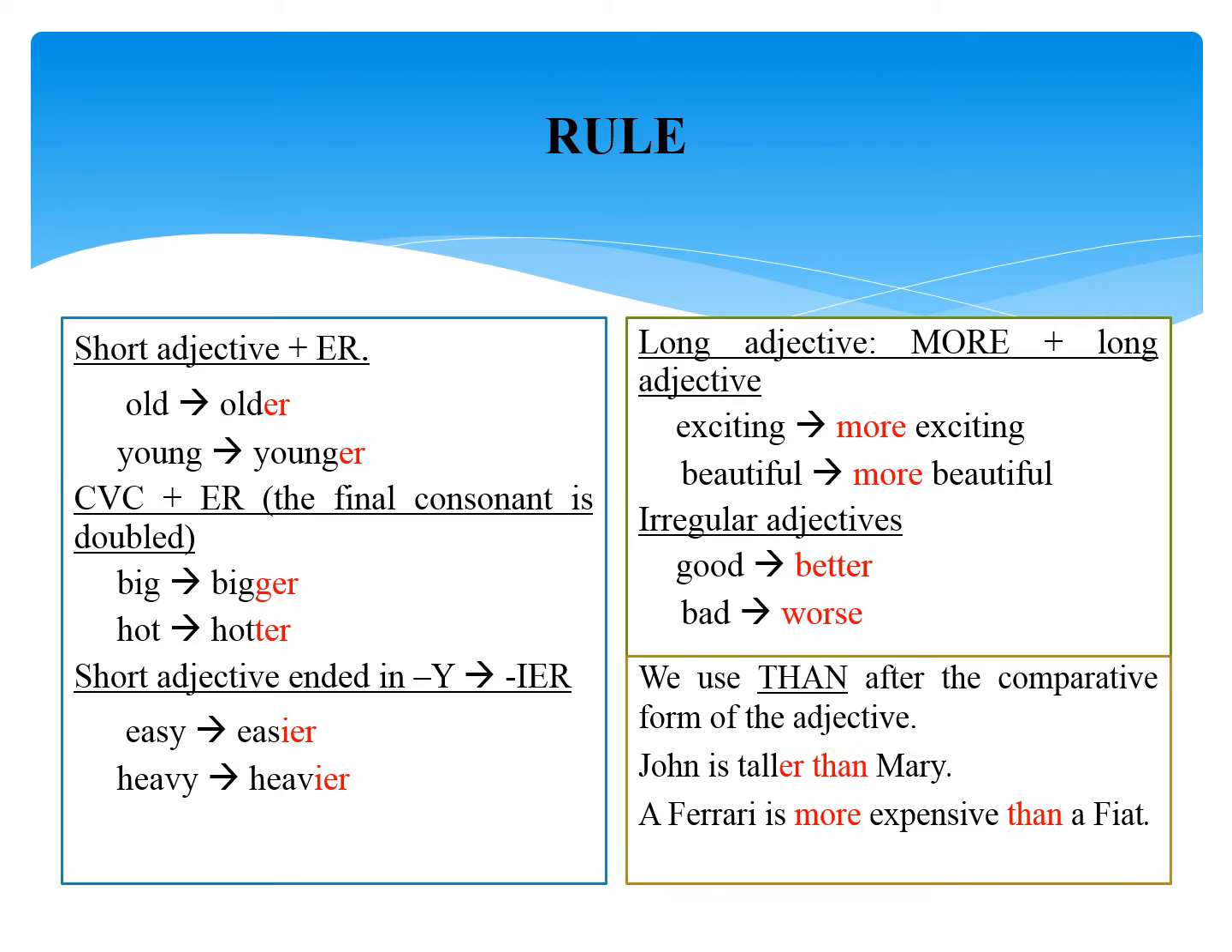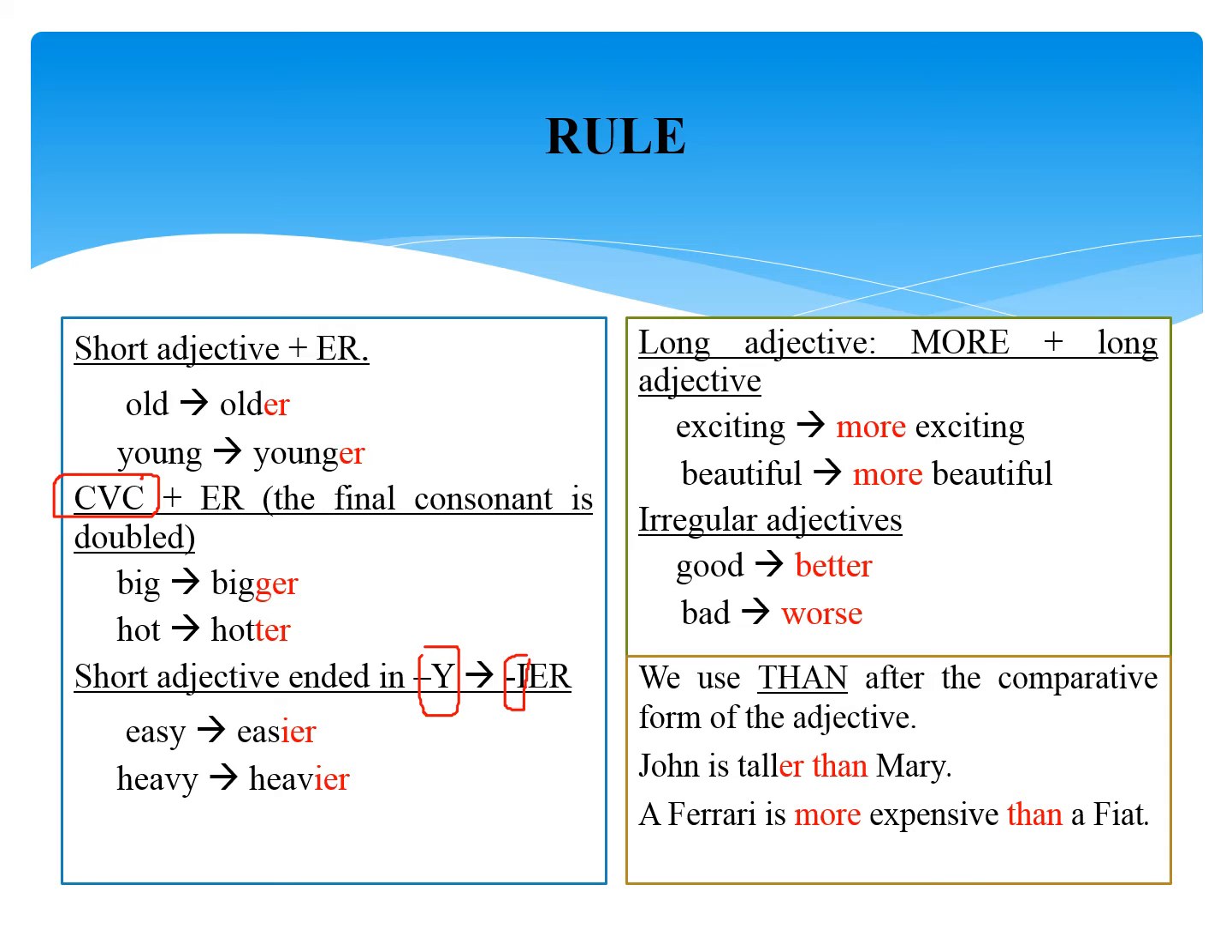Remember that if you have an adjective which is composed of three letters, and the first one is a consonant, the second one is a vowel, and the third one is a consonant, we double the last consonant. Short adjectives ending in y: remember that there are some adjectives that end in y, so we just drop the y and change it into i and then we add the er. So easy, easier, heavy, heavier. Nice. So this is for short adjectives.